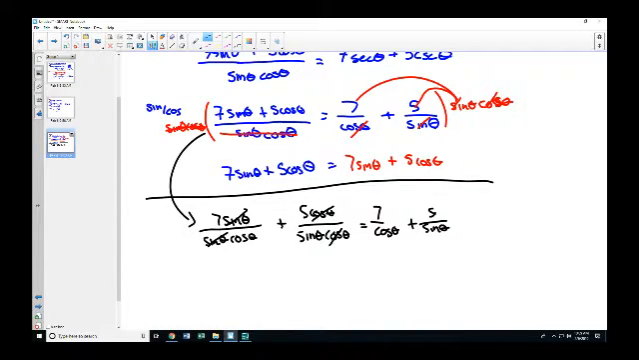Okay, so I guess I wasn't as slow as I thought. So either way works, it doesn't matter. We get the same thing on each side, we're good to go.